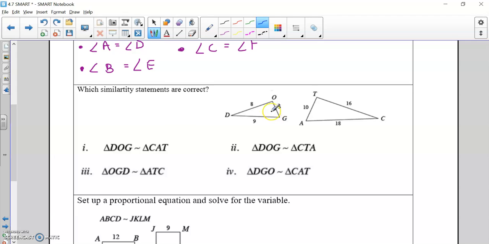So let's start by matching our matching sides, or corresponding sides. We know that 9 is the biggest side on this triangle.